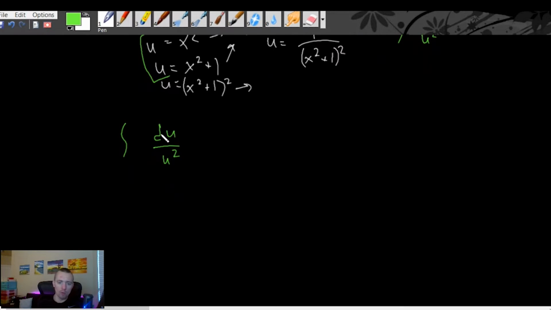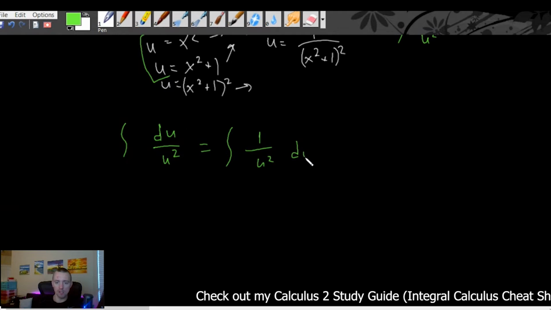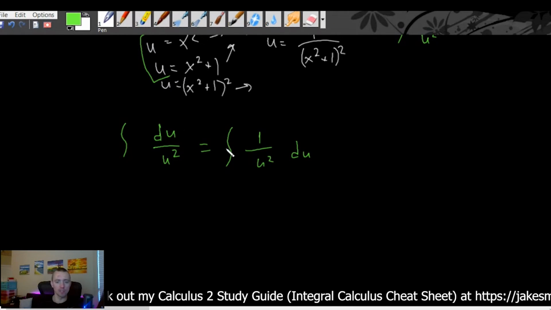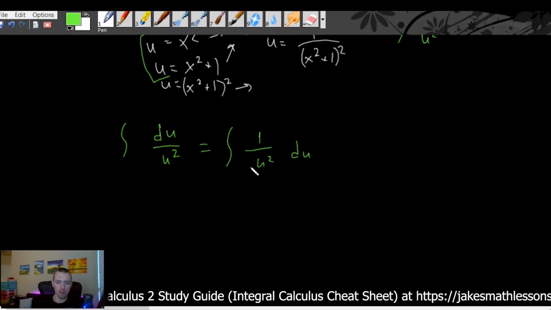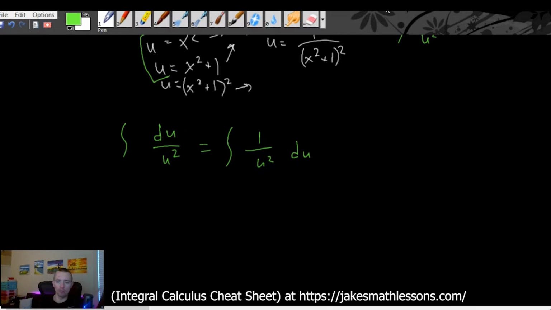Okay, now let's think about how we could rewrite this into a form that is going to be easier to integrate. Well, what you first want to keep in mind is du over u squared is the same as 1 over u squared du, which is a form that's a little easier to interpret, because what this is telling us is we're going to integrate this function right here with respect to u. The du is just an indicator of what variable we're integrating with respect to.